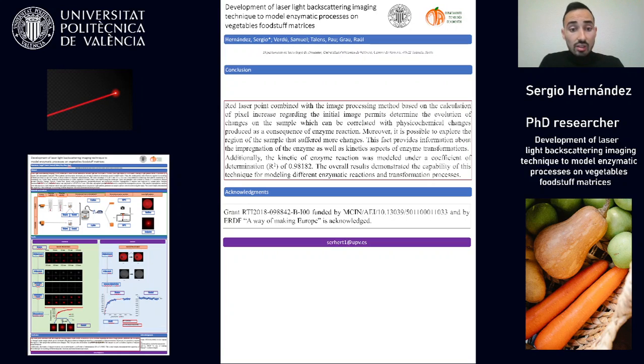Additionally, the kinetics of the enzyme reaction was modeled with an elevated coefficient of determination. The overall results demonstrated the capability of this technique for modeling different enzyme reactions and transformation processes. This concludes the oral presentation of my poster.